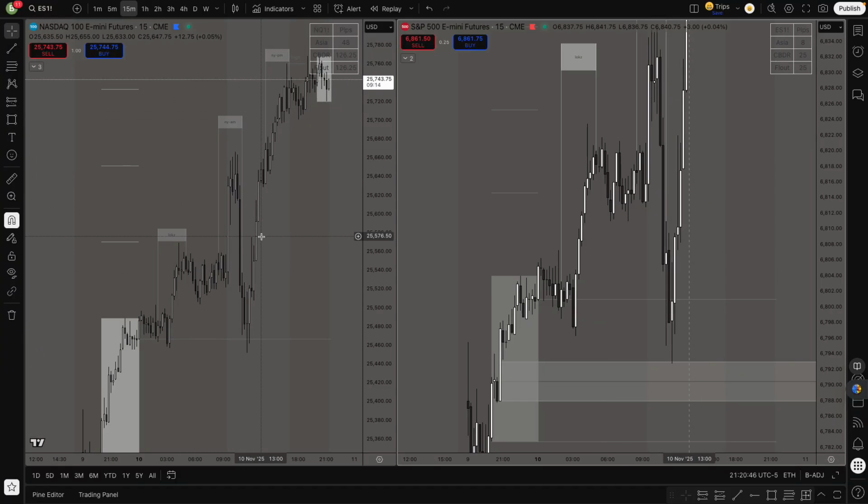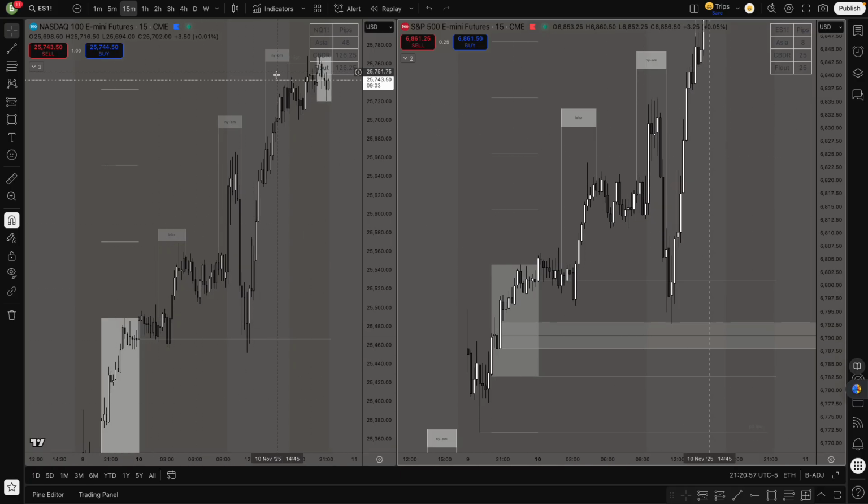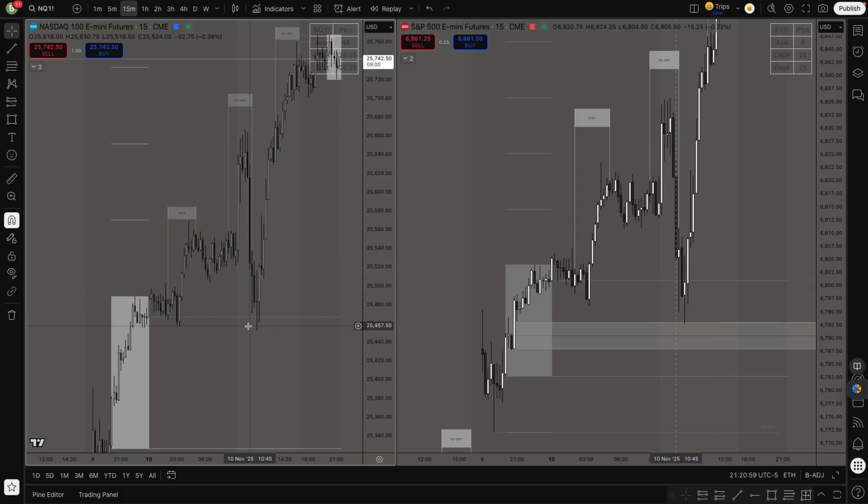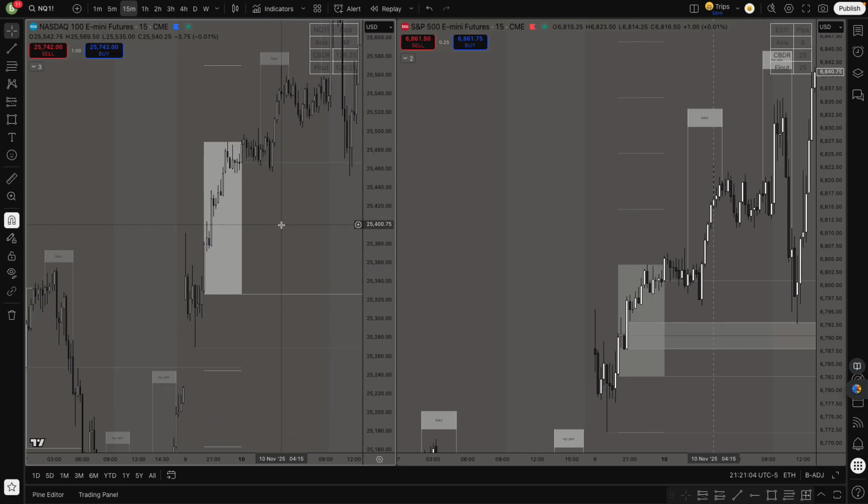So essentially, this means the market makers have a liquidity sweep, we'll say. They have a liquidity sweep on the NASDAQ, but they fail to sweep it on the S&P 500. So I'll find an example for you guys of this.